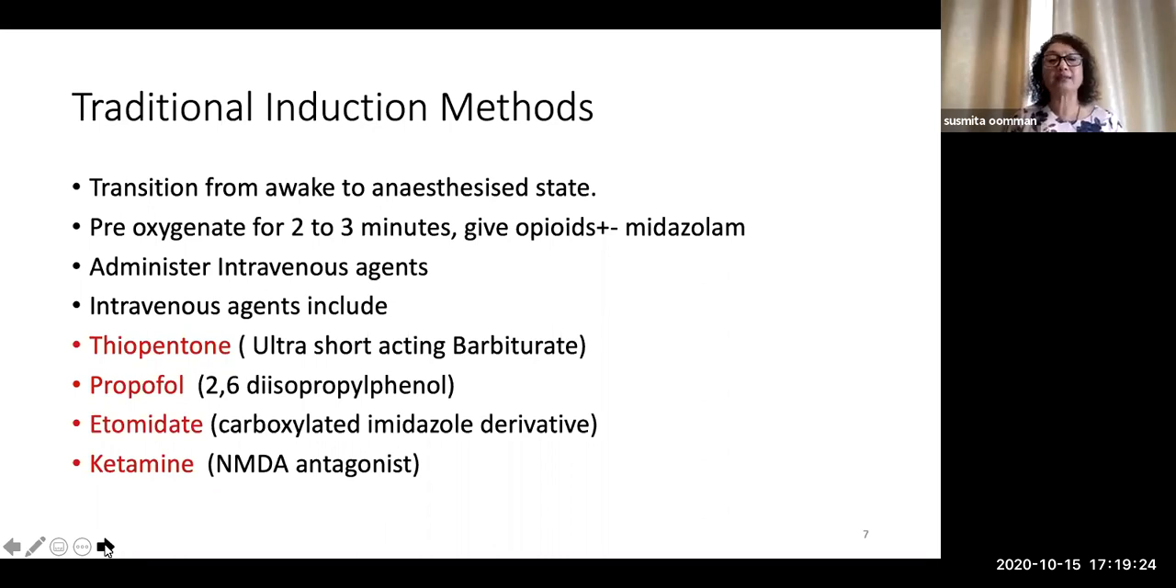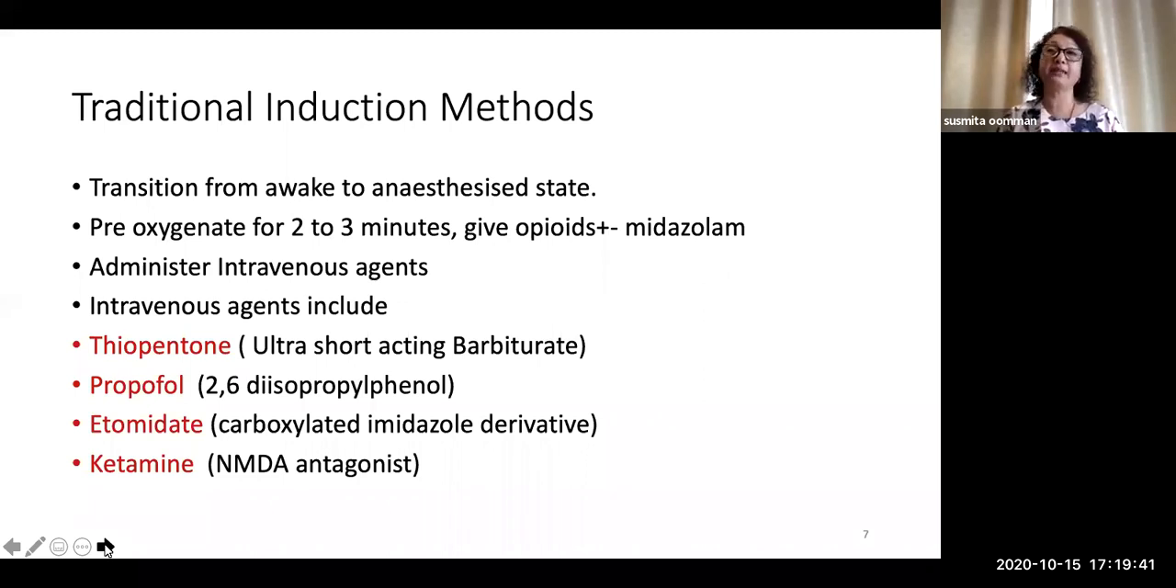So you have a choice. When you do your pre-assessment and you see your patient, you go through all their comorbid conditions. Are they hypertensive? Are they diabetic? Have they got any renal or liver or any such issues?